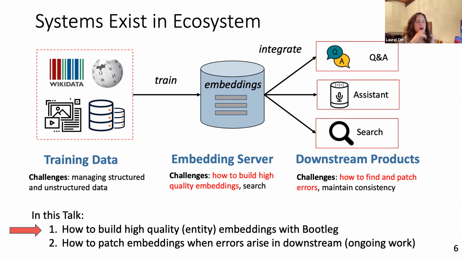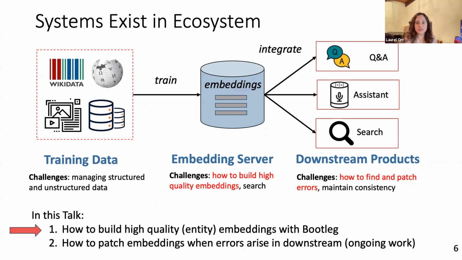Okay. So in this talk, I'm going to focus on two of these problems. One of them, as I mentioned earlier, is how do you think about building a higher quality embedding? In particular, we're going to be focusing on entity embeddings and these more global entity embeddings, not so much personal ones here. This is with our system Bootleg, and I'm going to talk about that first. Then I'm going to talk about some very ongoing, preliminary work on how you fix errors through the embeddings themselves through data management techniques.